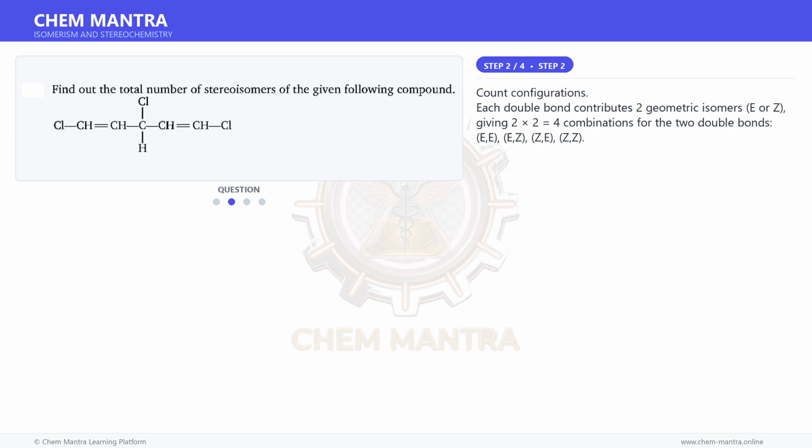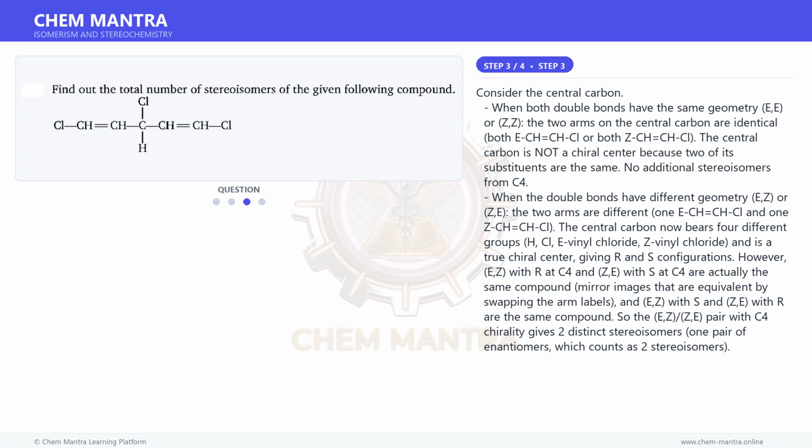Moving on to the next step. Count configurations. Each double bond contributes geometric isomers, E or Z, giving 2 times 2 equals 4 combinations for the two double bonds: E,E; E,Z; Z,E; Z,Z. Moving on to the next step.